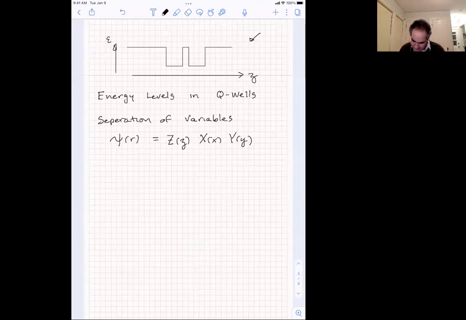Then we can substitute this separable solution into Schrodinger's equation. And when we do this, we get the following, okay? Minus h bar squared over 2m times del squared times Z of z times X of x times Y of y, okay?